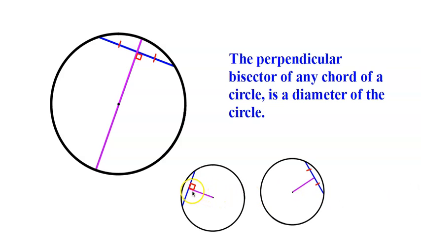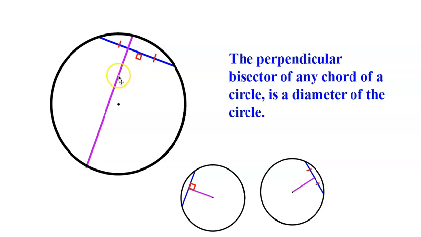Now, this also has some other things. If your segment goes through the center of a circle and is perpendicular to a chord, that segment is also going to bisect the chord. So here, even though it doesn't show that it's bisecting the blue chord, it is. Also, if it bisects the blue chord and it goes through the center, it will be perpendicular. So because I know it bisects and it goes through the center, I know that these two segments are perpendicular to each other.